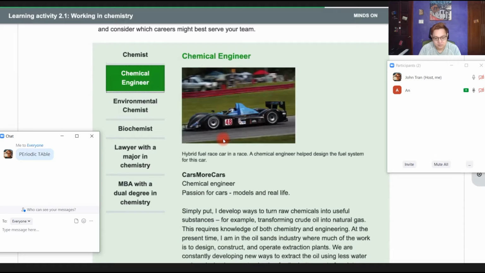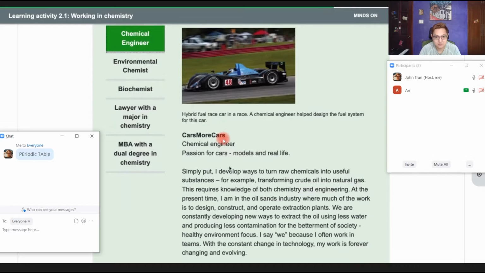Chemical engineer. Hybrid fuel race car in a race. A chemical engineer helped design the fuel system for this car. Cars, more cars. Chemical engineer. Passion for cars, model and real life.